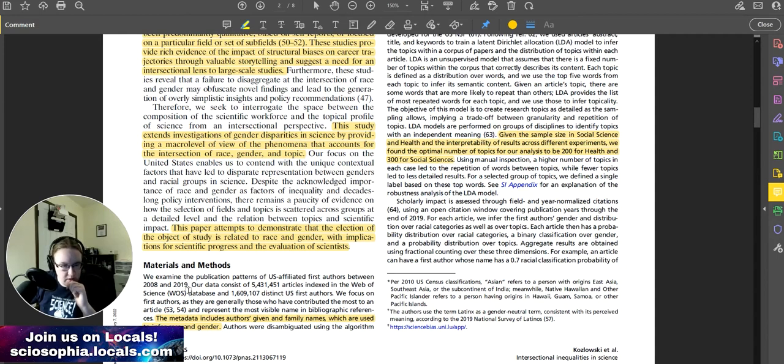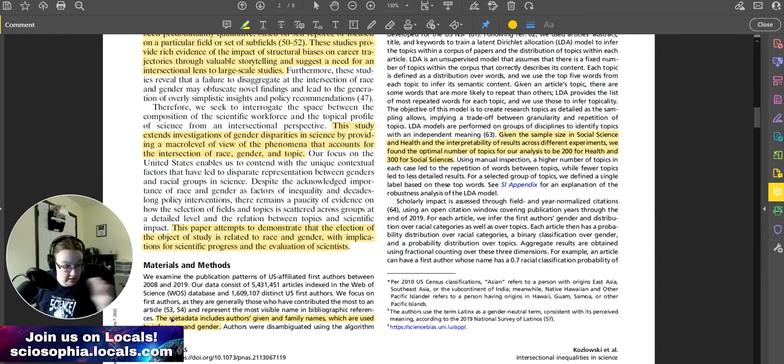Let's see. So, methods, there are a couple of things I want to point out in here. The metadata. Okay, so we examined the publication patterns of U.S.-affiliated first authors between 2008 and 2019. Our data consists of 5,431,451 articles indexed in the Web of Science database and 1,609,107 distinct U.S. first authors. We focus on first authors as they are generally those who have contributed the most to an article and represent the most visible name in bibliographic references. The metadata includes authors' given and family names, which are used to infer race and gender.